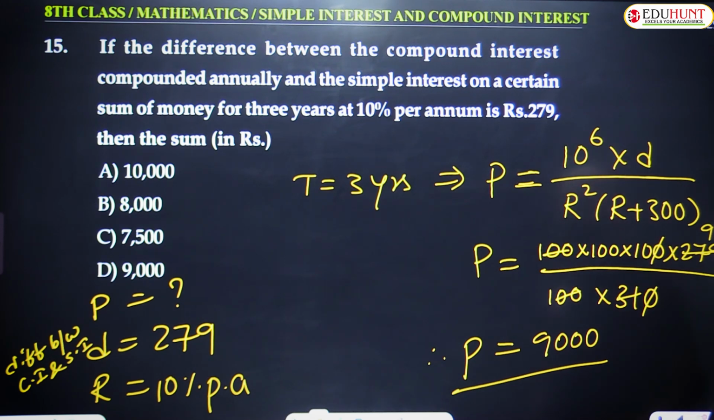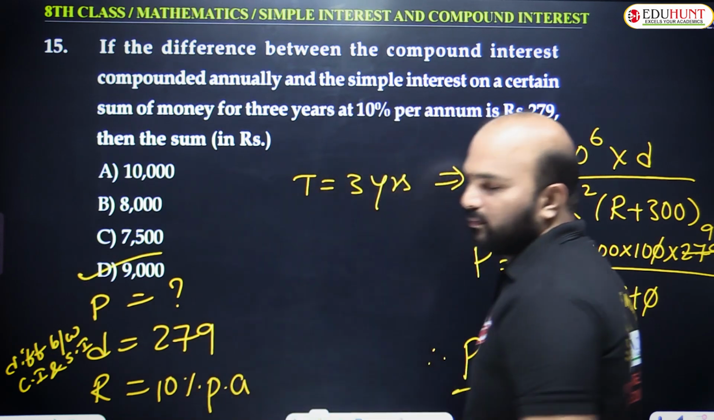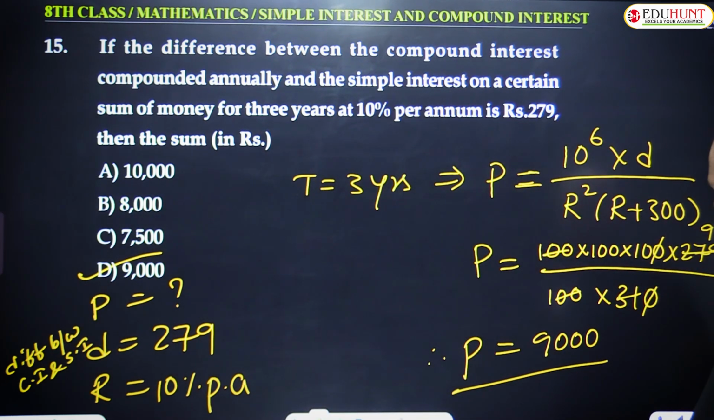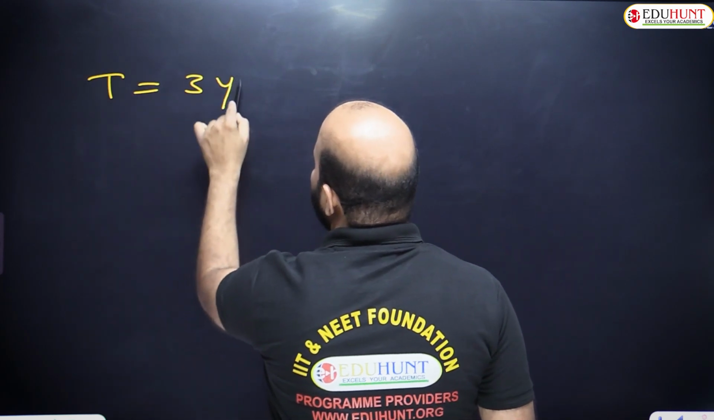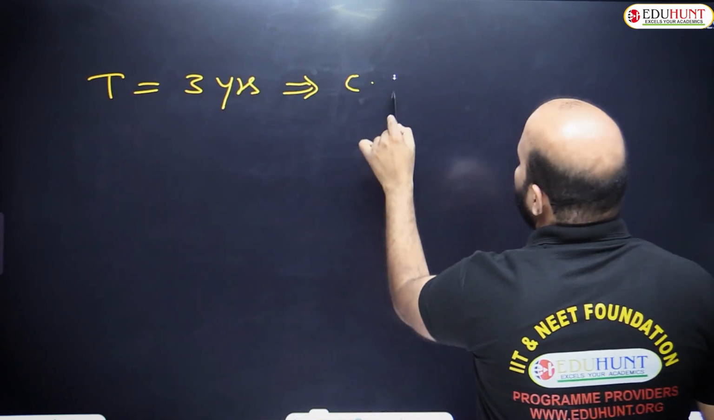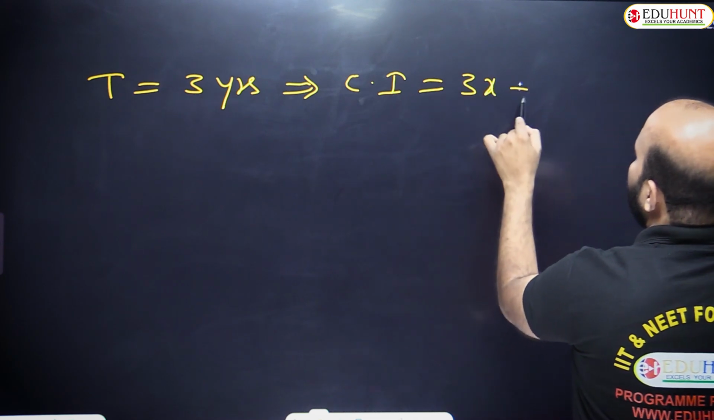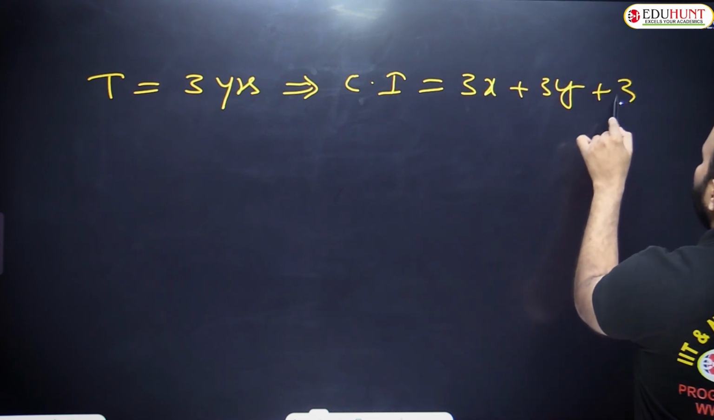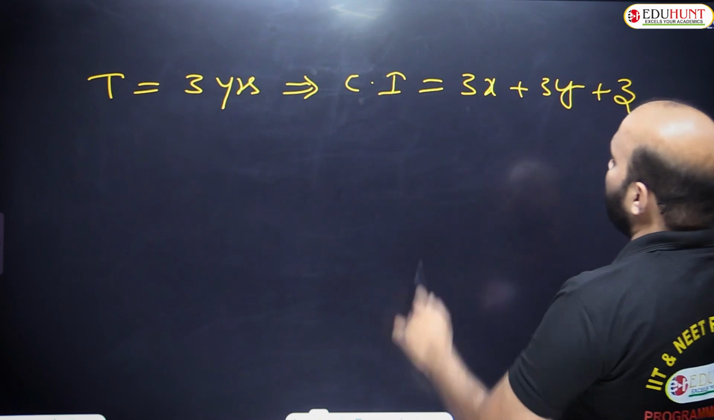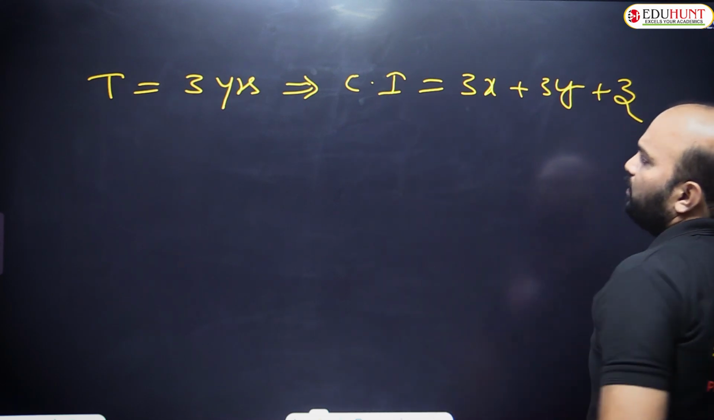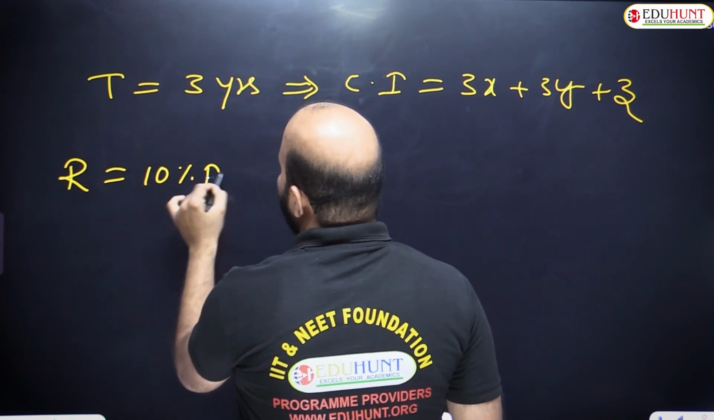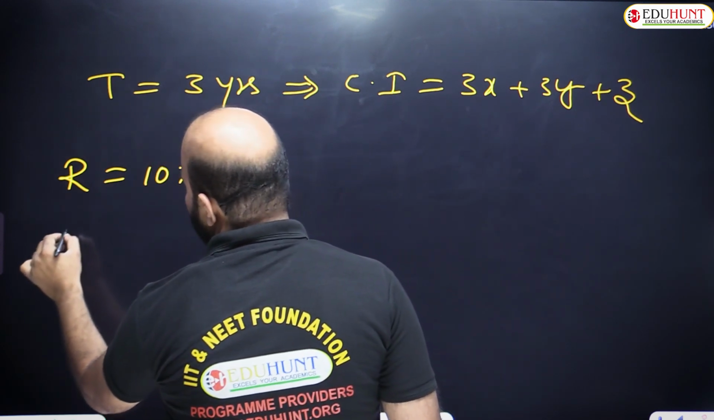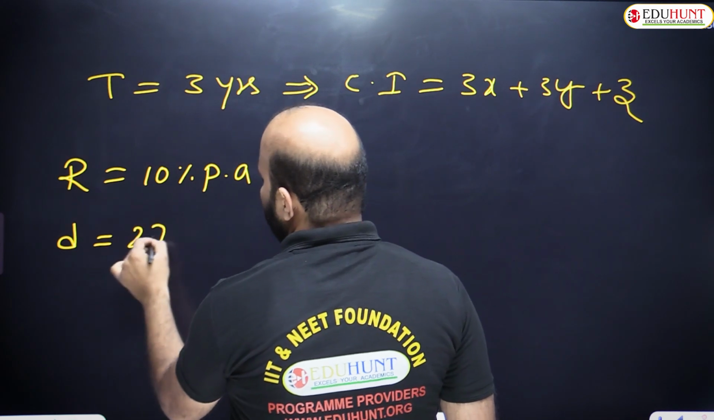So by using the Pascal method, how are we going to check the answer? So 9000, option D, is the right answer. According to the Pascal method, how many years are given? 3 years. So what is the 3 years compound interest formula? 3x plus 3y plus z. That is the compound interest Pascal method formula. Okay? Here the rate of interest is 10% per annum, and the difference between compound interest and simple interest, the D value, is 279.